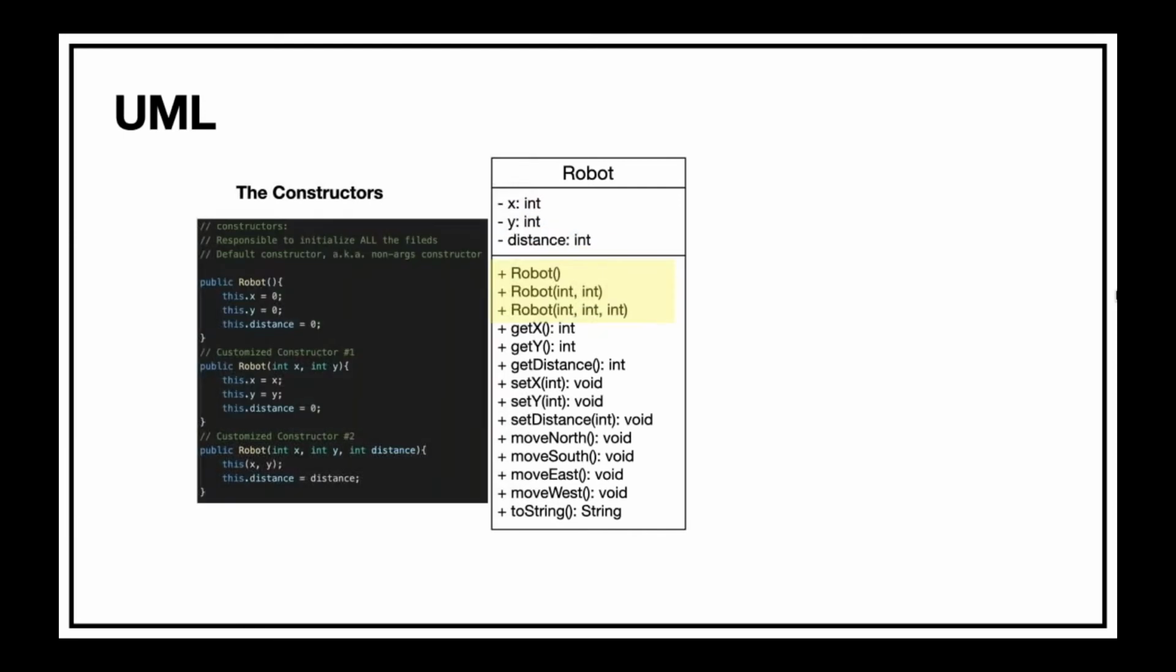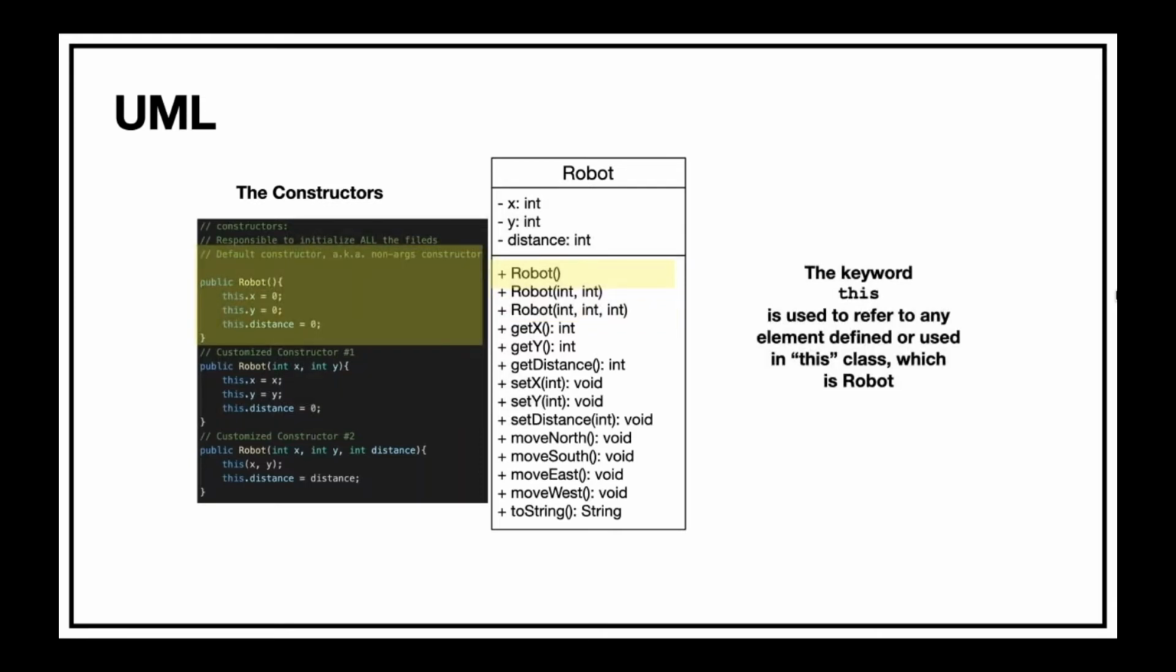The next item is the constructors. Remember that the constructors are responsible for initializing all the fields. Now notice that we have three types of constructors. We have Robot, open close parentheses, Robot with 2 integers, and Robot with 3 integers. Also notice that there's a keyword there called this. This is used to refer to any element defined or used in this particular class called Robot. This is very important because it refers only to the items in this particular class. Very useful when you develop mobile apps.